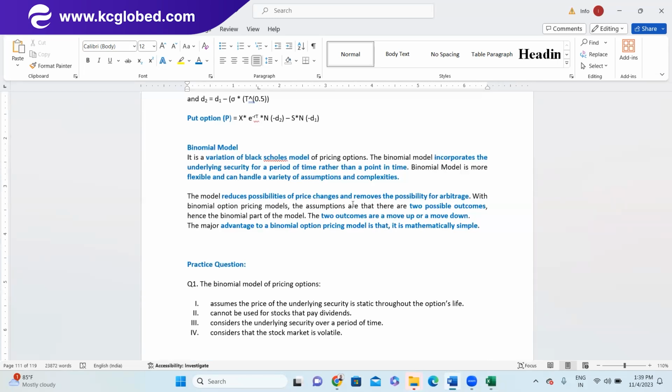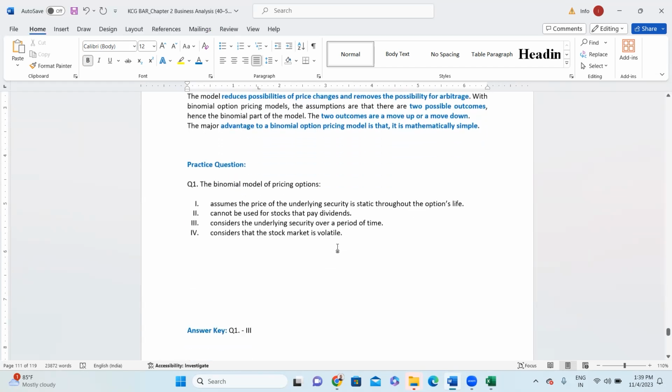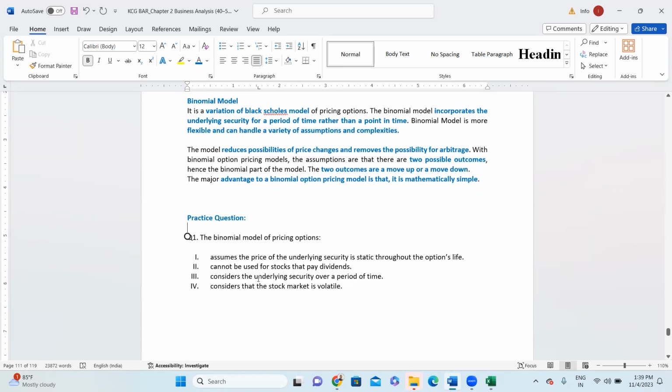So, one quick question here. The binomial model of pricing option assumes the price of the underlying security is static throughout the option life. Second, the binomial model of pricing option cannot be used for a stock that pays dividends. Third is consider the underlying security over the period of time. And the fourth one is consider the stock market is volatile. Which option is correct? Consider the underlying security over the period of time.